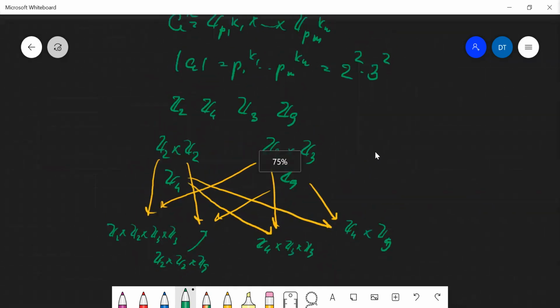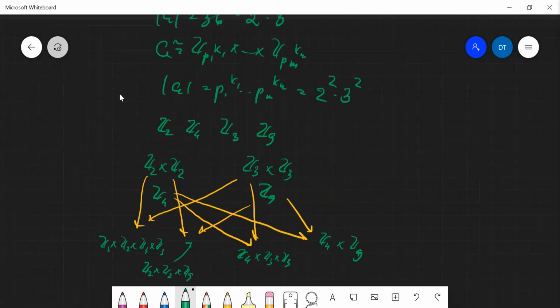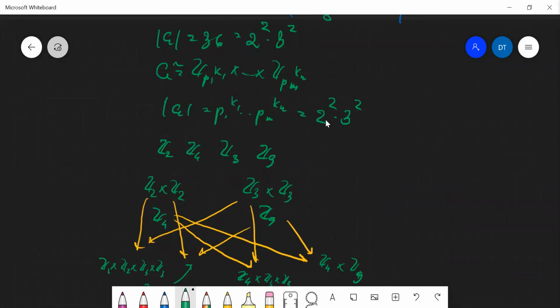So in general, what would you do? You find a decomposition for the order of the group into the product of powers of primes. Then for each prime, you find all possible cyclic groups. So for example, if you have p to the power of k, then you may have Z2, Z4, Z8, etc., up to Z to the 2 to the power of k, and so on. And then you just combine these groups together to get exactly this amount of elements.